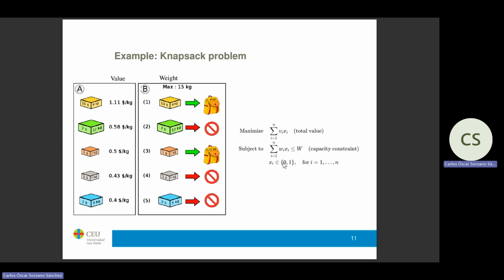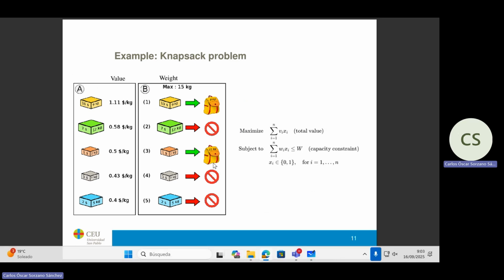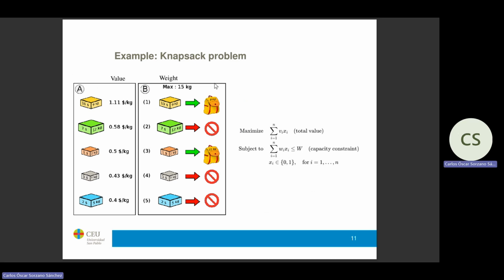This is another example. So you're given a knapsack, and you're given a set of items. Each one of these items has some weight and some value. So for instance, the weight of this one is 9 kilograms, and the value is $1.11 per kilogram. This is 12 kilograms, and the value is $0.58 per kilogram, and so on.